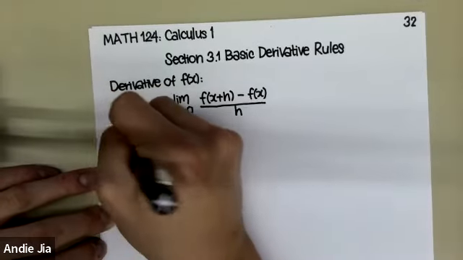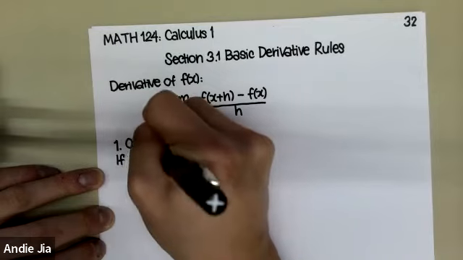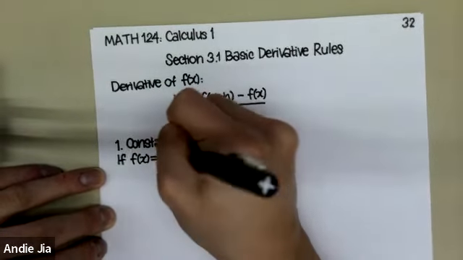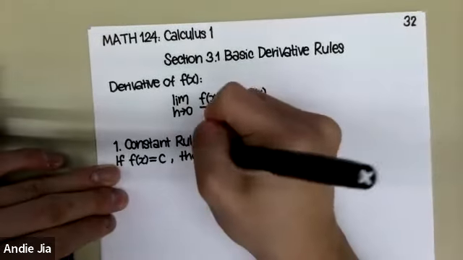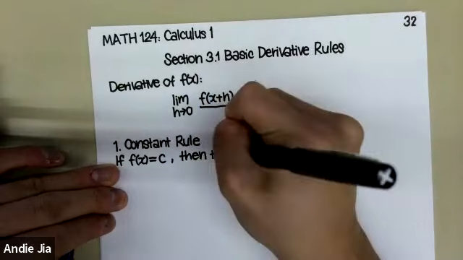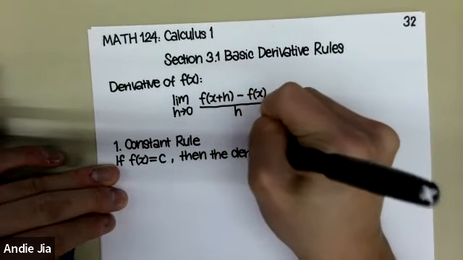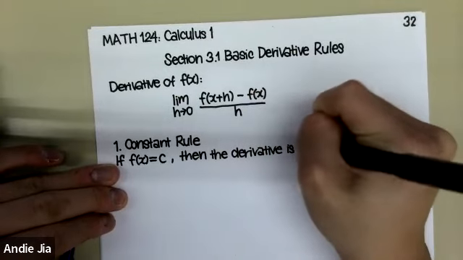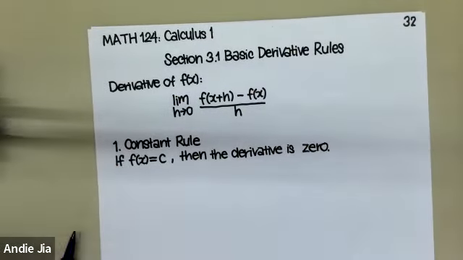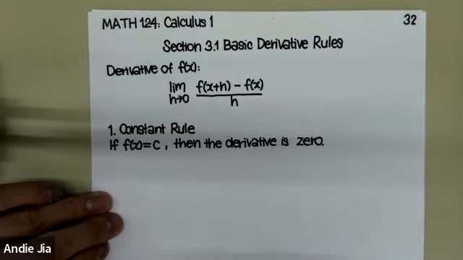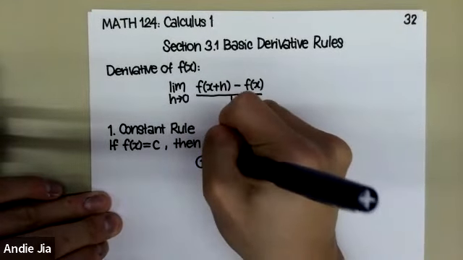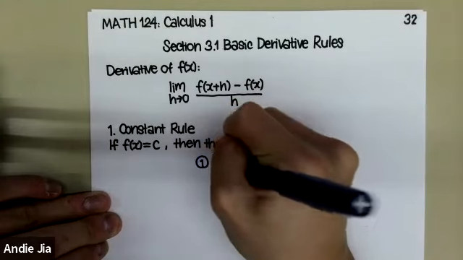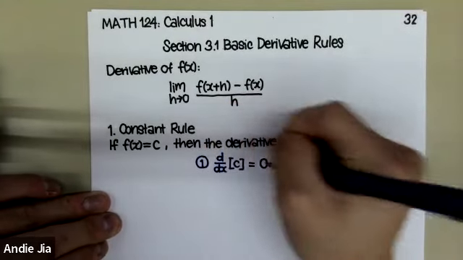If f(x) equals a constant, then the derivative is 0. So we can say that number 1, d/dx of a constant is 0.